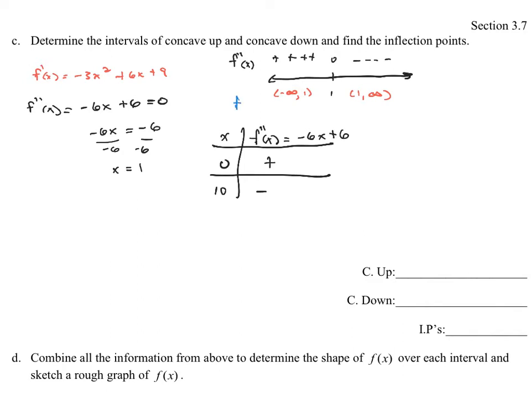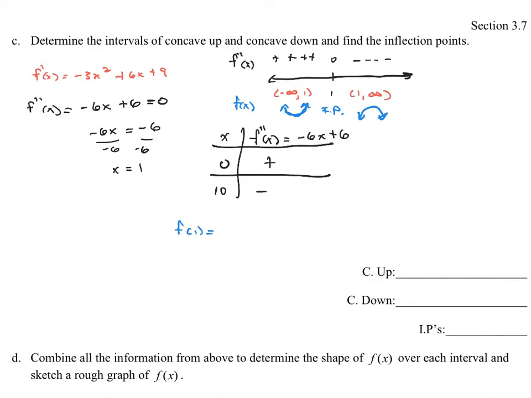Anytime that my second derivative is positive, I know that my function is concave up. Anytime that my second derivative is negative, I know that my original function is concave down. And any point where it changes concavity, which would be at x equals 1, I know has to be an inflection point. An inflection point is a point on the graph, so I need to find the actual value of f of 1 to find the inflection point.